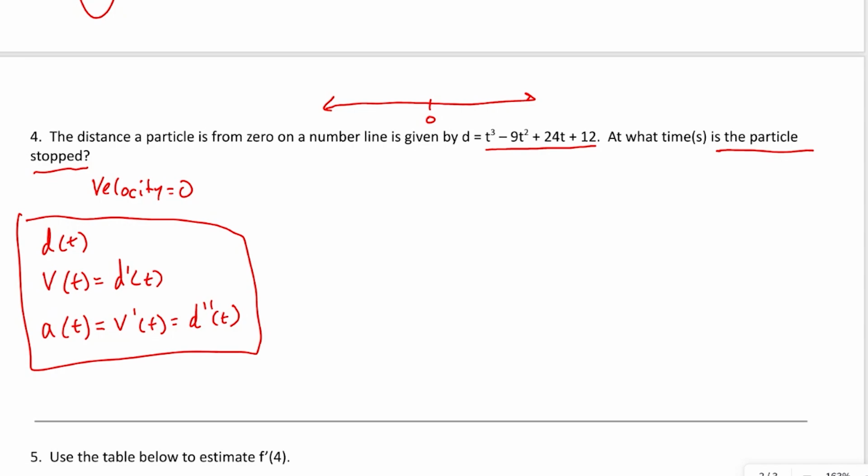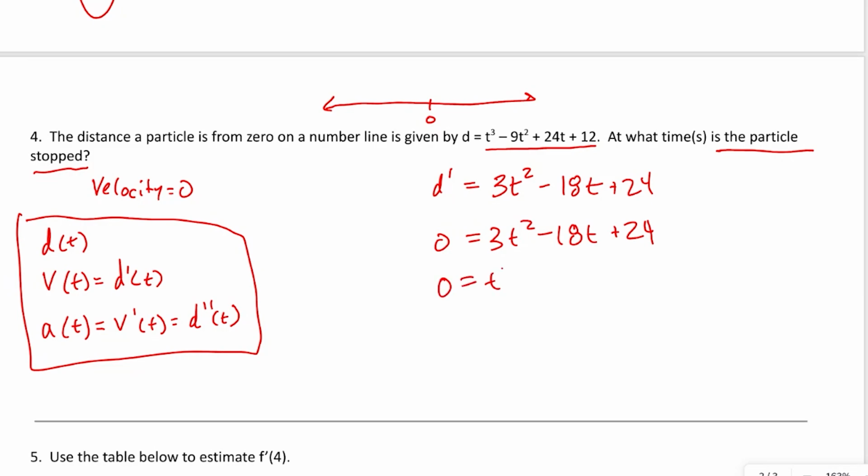So we need to find the derivative here. The derivative of this distance function is going to be 3t squared minus 18t plus 24. It's going to be stopped whenever this velocity is 0. So I'm going to set this equation equal to 0. And this will be pretty annoying to factor until you realize that you can divide everything by 3 and make this a little simpler.